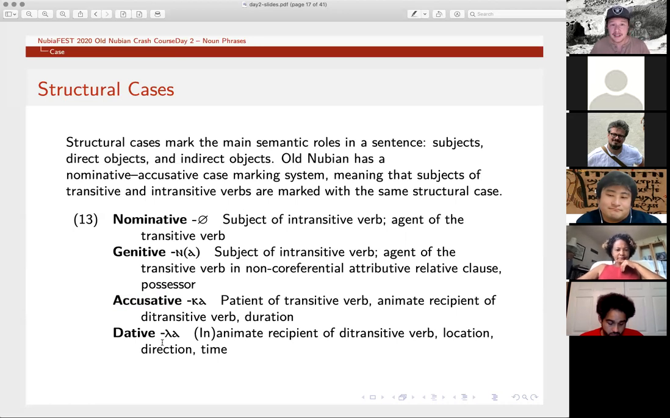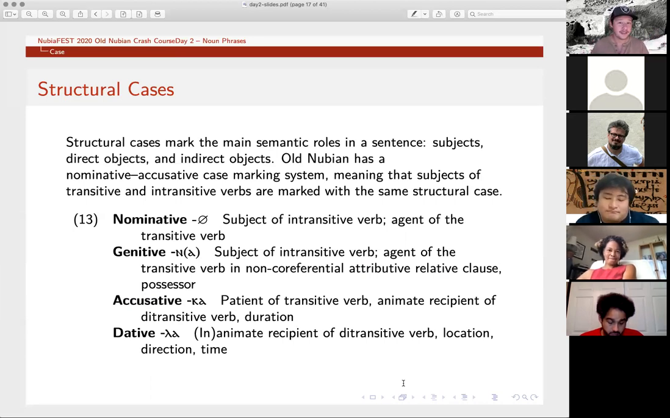And then we have a dative. It's been a debate for a while whether this is a dative. I think it is a dative because it does precisely what a dative does, namely it marks the recipient of a ditransitive verb. It only does this in certain circumstances, but when it does it, it does it well. It also does other things that datives do, like marking location and direction and time.